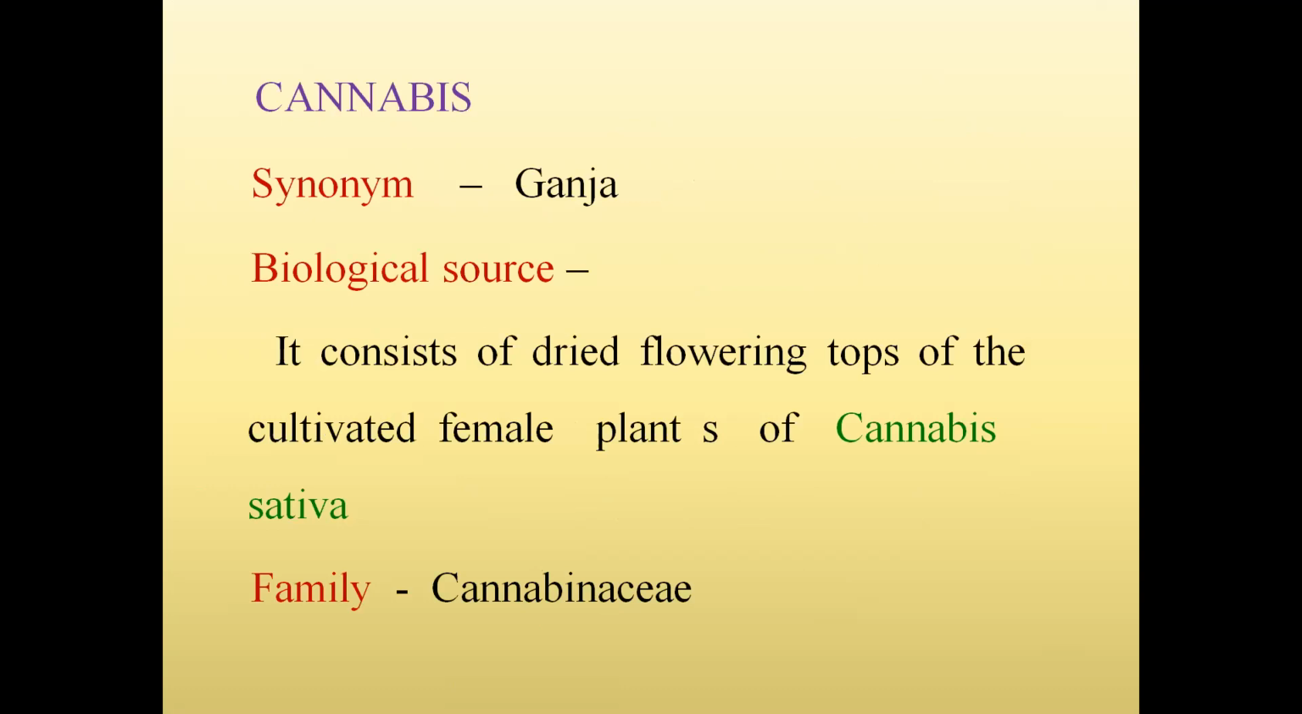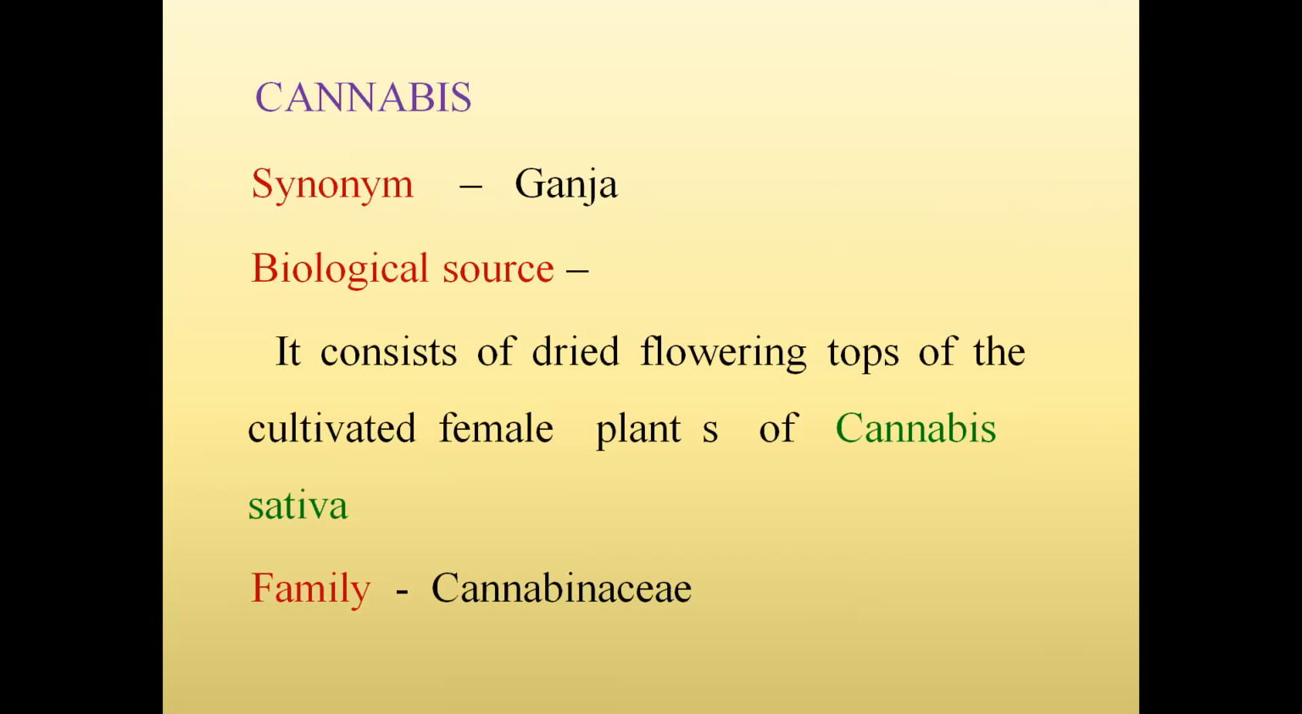So now coming to the different types of drugs under this category, that is the resins, and by studying these drugs you come to know about their chemical constituents, chemical tests, biological source and their uses also. So first one is cannabis. Cannabis, its synonyms are ganja or Indian hemp. And biological source, it consists of the flowering tops of the cultivated female plants of Cannabis sativa and it belongs to the family Cannabinaceae.